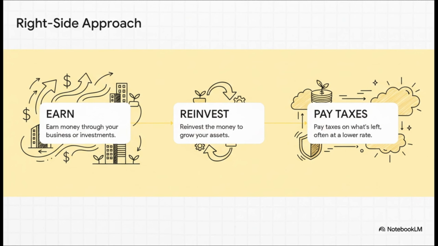But see, people on the right side of the quadrant, they play a completely different game. The sequence is flipped on its head. First, they earn money. Then they immediately reinvest it to grow their assets. And only then, way at the end, do they pay taxes on whatever is left over. The legal tax advantages they have are just massive.